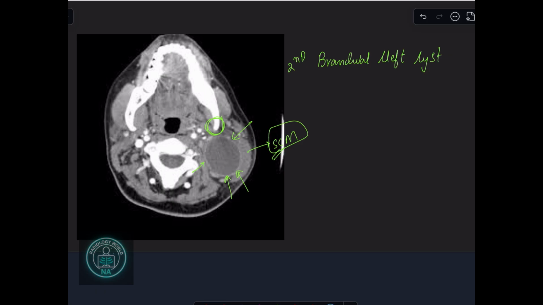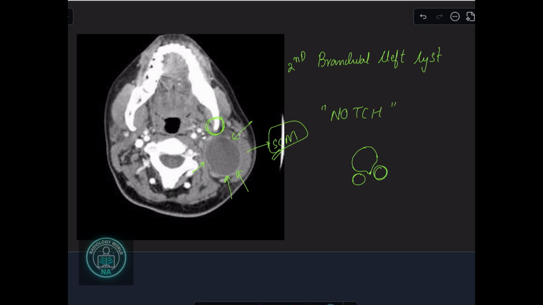Typically, they are rounded swellings just below the angle of the mandible, anterior to the sternocleidomastoid. One important pathognomonic sign which is commonly associated is the notch sign. That is, the wall of this lesion will extend between the ICA and the ECA just above the bifurcation, and this will give rise to a notch sign. It is reportedly seen with second branchial cleft cysts, though I didn't have an image of it.